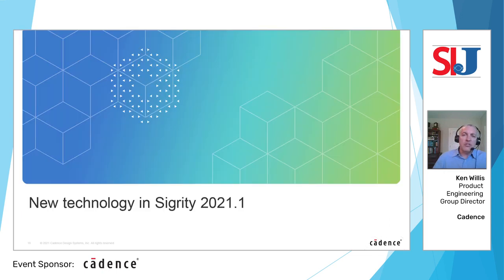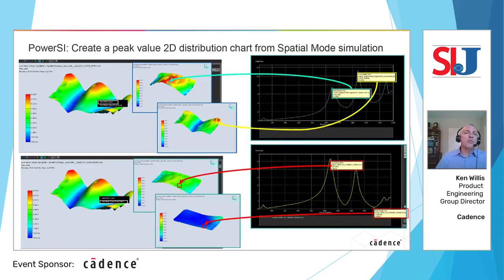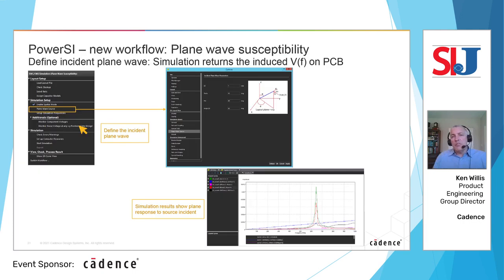Next, let's look at some of the new technology in this release. One of the new capabilities in Power SI is to create a peak value 2D distribution chart from the spatial mode simulation results. Basically, the peak value from each frequency that's swept in the 2D distribution is collected and used to build the chart. This gives the user an easy way to see how the peak values change over frequency during the extraction process. One of the new capabilities in Power SI is a new workflow for plane wave susceptibility. Essentially, you can define an incident plane wave and then plot the response of the plane to that source.